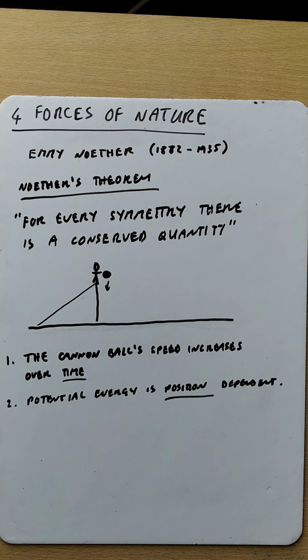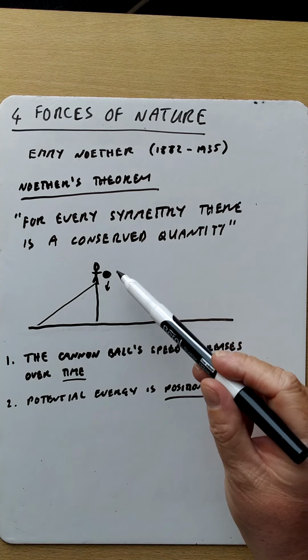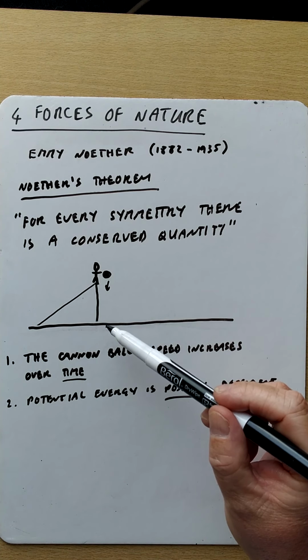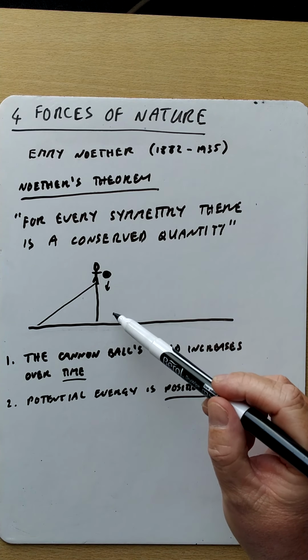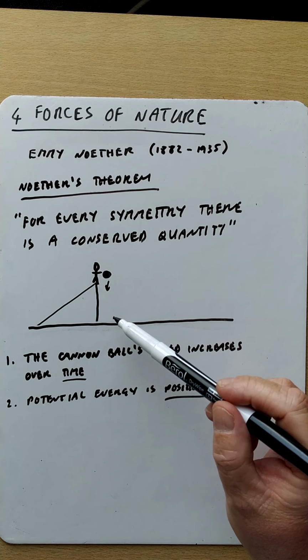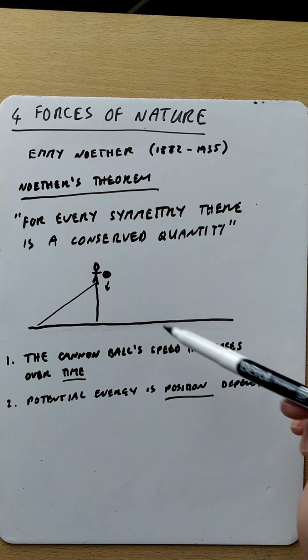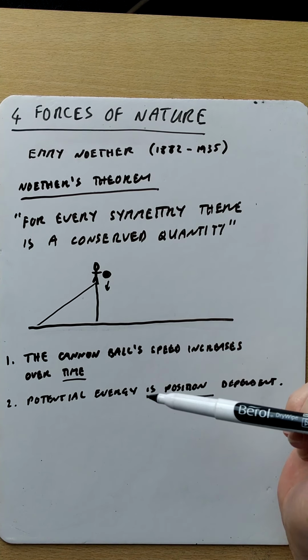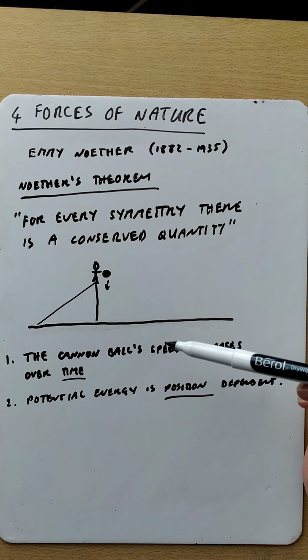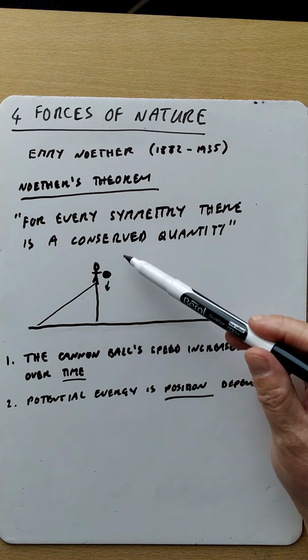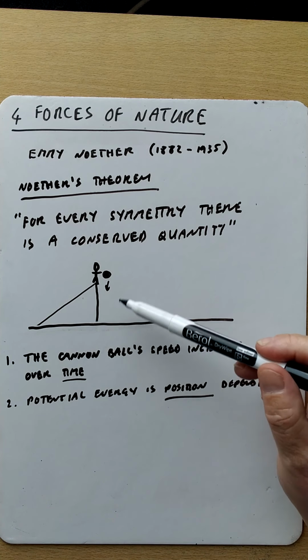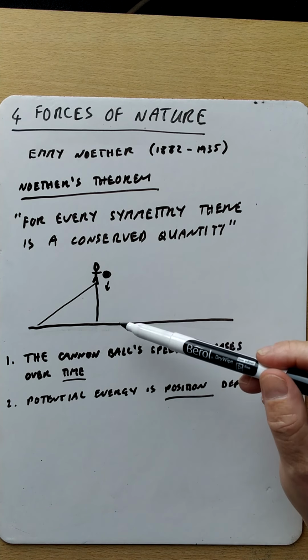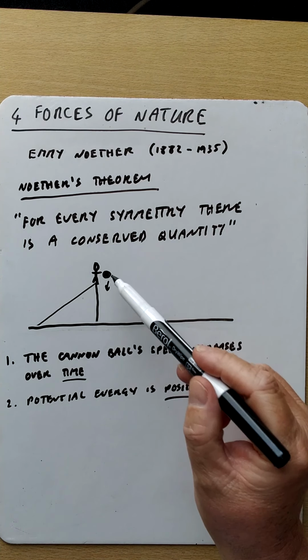This is our second observation. The potential energy is position dependent. There's more potential energy at the top of the hill than there is at the bottom. So as the cannonball falls, it is converting potential energy, which is position dependent, into energy of motion, which is time dependent. In the language of physics, or the physics that we're going to use, the potential energy is not a symmetry of position. If you change the position, the potential energy changes. Things are different up there from down here.